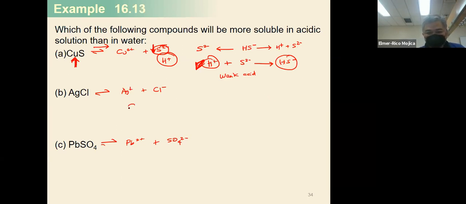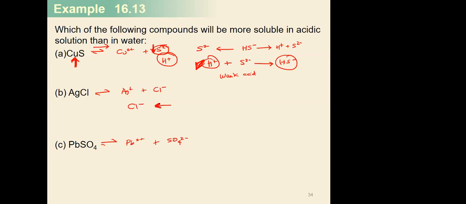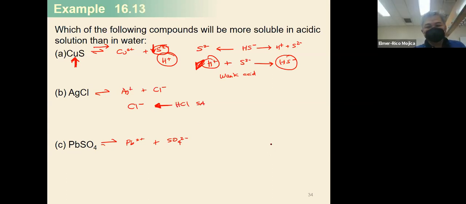Now, how about the chloride? Where's the chloride coming from? HCl, which is a strong acid. Since this is a strong acid, even if you have an H plus there, it will not react with the Cl minus, because the one that is favored is the breakdown of HCl to H plus and Cl minus, not the formation of HCl. So in that case, making it acidic will have no effect on the solubility of silver chloride.